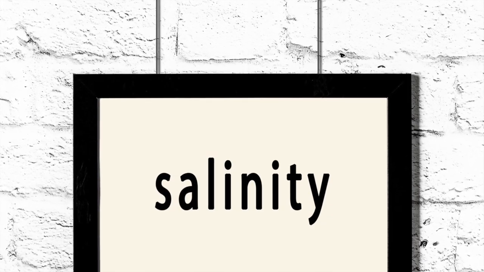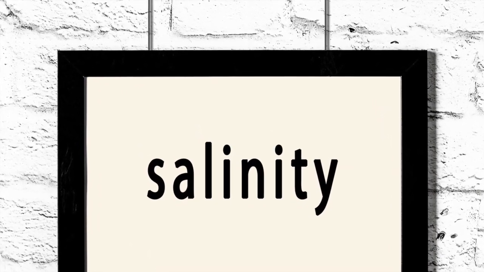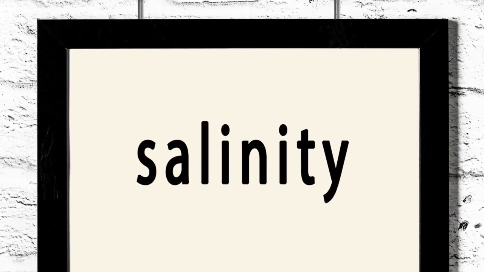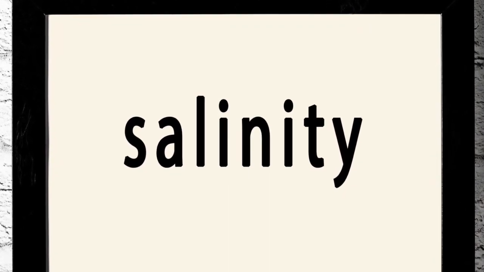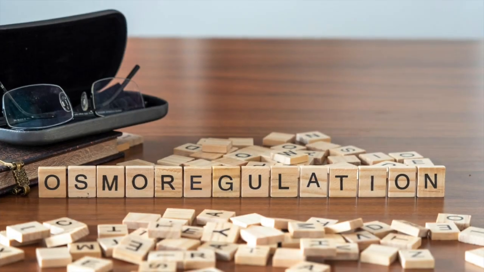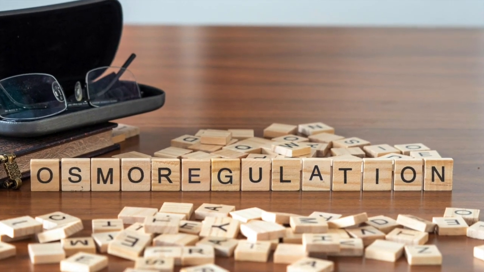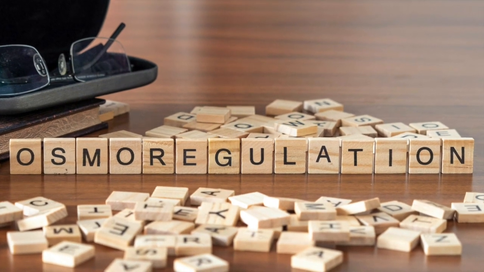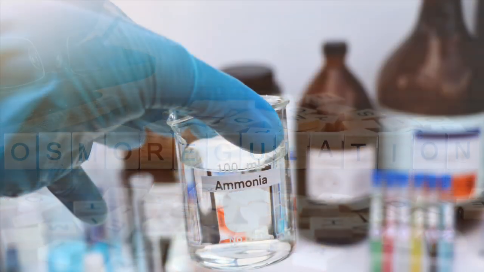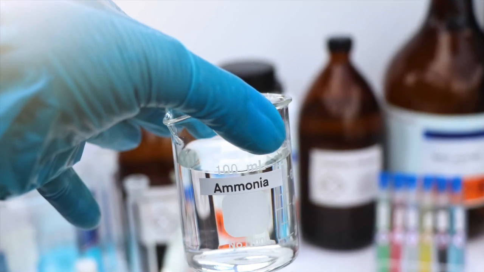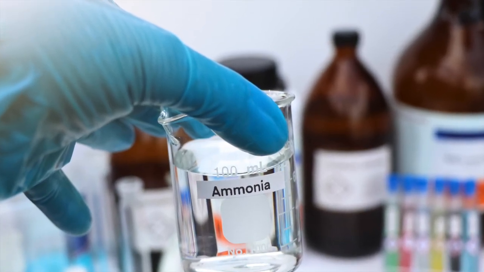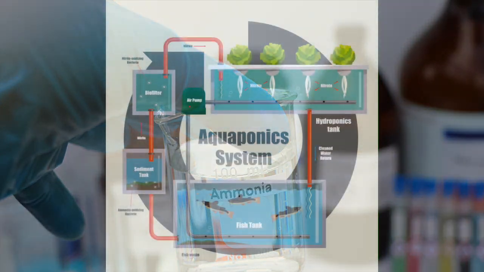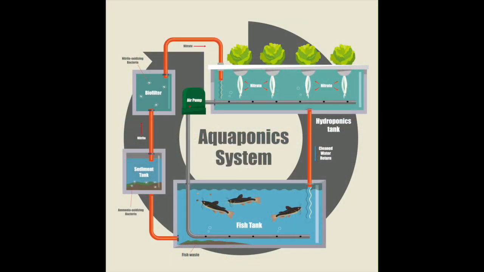Salinity is the total concentration of dissolved salt in water. Fish have a wide range of tolerance to salinity. Osmoregulation is the maintenance by an organism of an internal balance between water and dissolved materials. Salinity affects not only osmoregulation, but also the concentration of ammonia. Ammonia is the principal nitrogenous waste secreted by most fish and aquatic organisms.